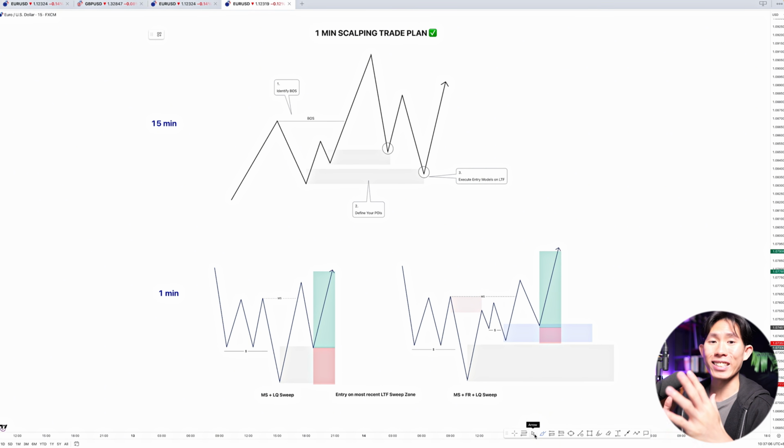So as you can see on the screen, this is the entire scalping trade plan at a high level, and you can see that it only requires you to follow 3 simple steps. By the way, I'll leave this down in the description for you to download for completely free.